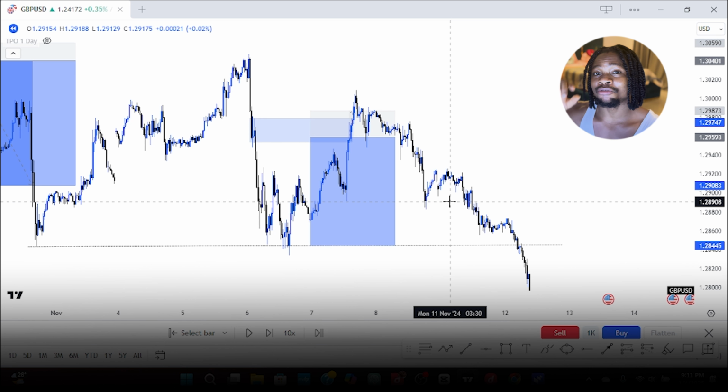So when there is a fair value gap above an order block and there is no structural liquidity, price usually takes that fair value gap as an entry. So the order block becomes the liquidity. I don't know if I'm making sense.